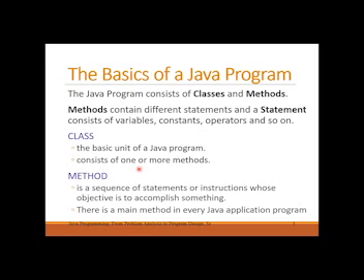To start with the basics of a Java program, let us first know what the parts of a Java program are. The Java program consists of classes and methods. Methods contain different statements, and the statements consist of variables, constants, operators, and so on. The class is the basic unit of a Java program, and it consists of one or more methods. A method is a sequence of statements or instructions whose objective is to accomplish something.